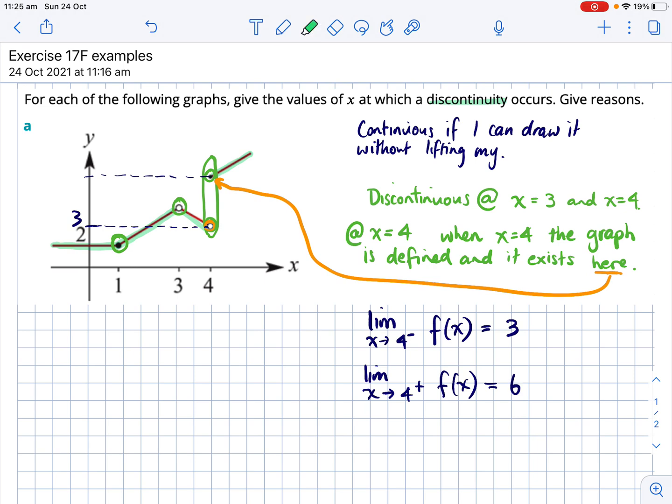So the limit from the left-hand side, and the limit from the right-hand side, they don't match. So when those limits don't match, basically when the point that we approach from the left is different to the point that we approach from the right, then we have a point of discontinuity. So limits don't match. So point of discontinuity.